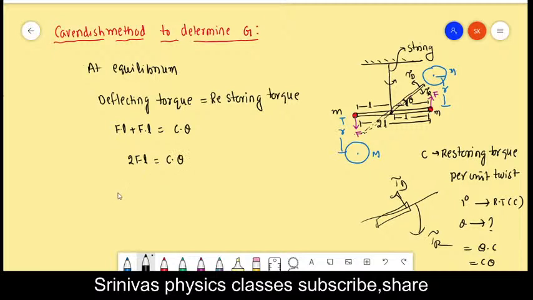And what is F? F is the gravitational force between these two. According to the universal law of gravitation, we write G M m by r square, into L, is equal to C theta.